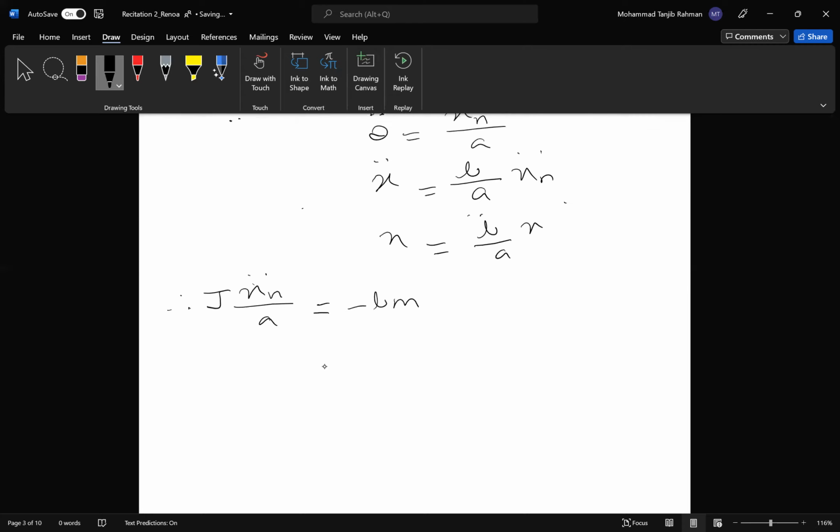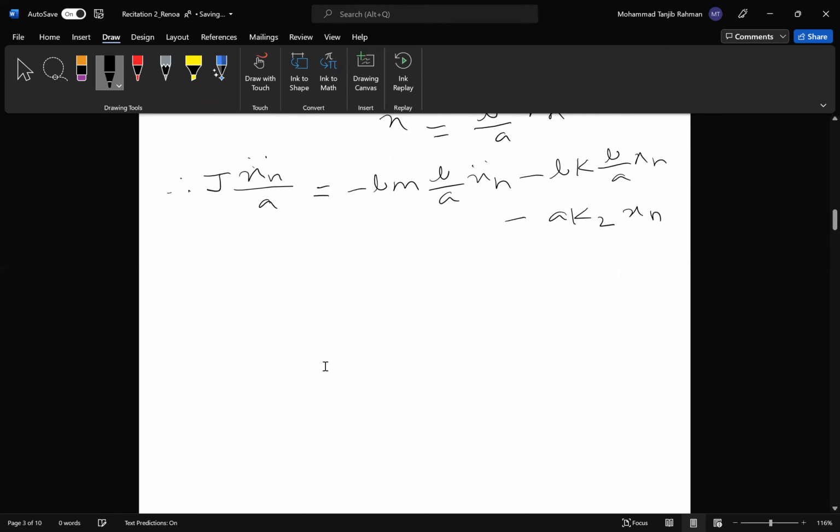So I'm putting the values of x double dot. It would be b by a x double dot n minus bk. I'm putting the value of x, which is b by a xn, and we have minus ak2 xn.